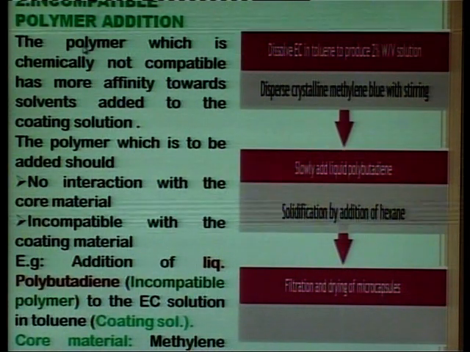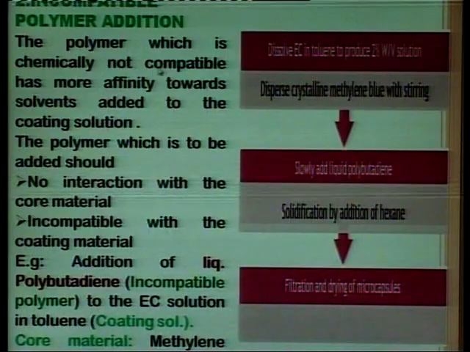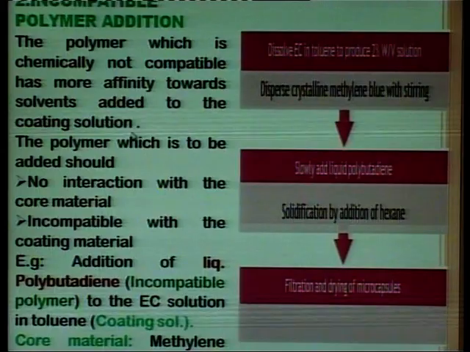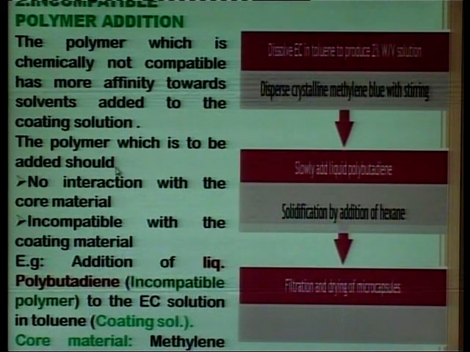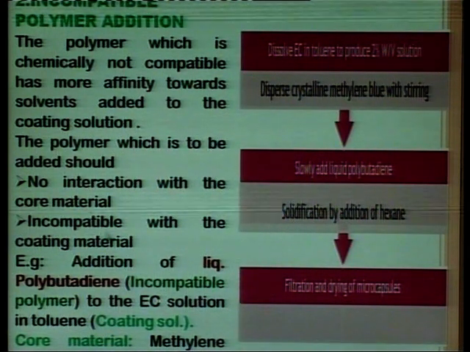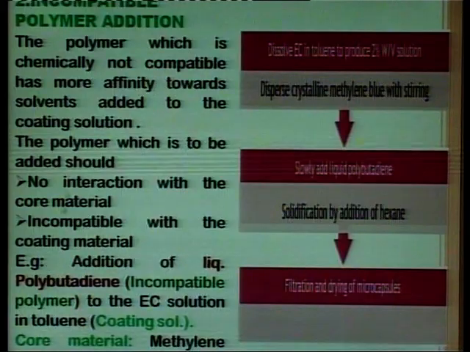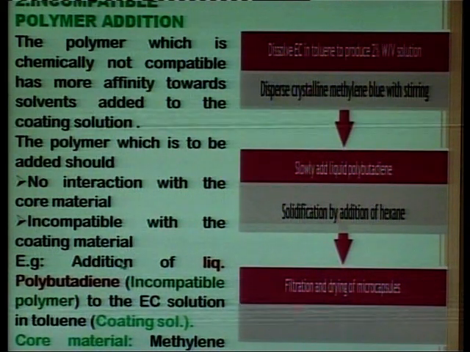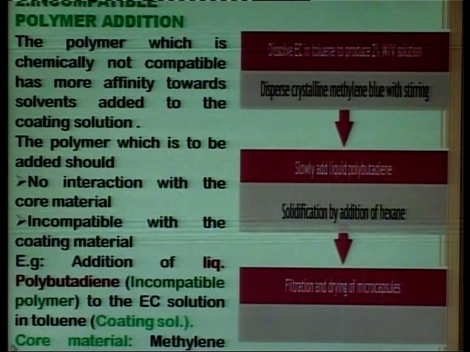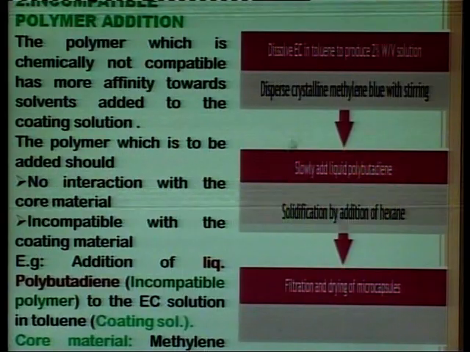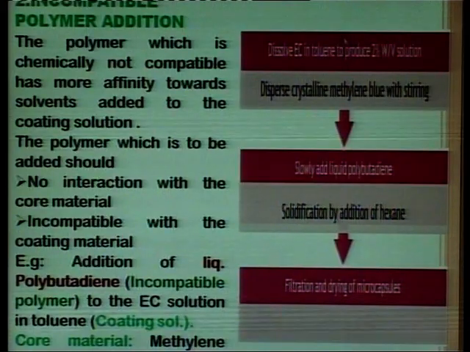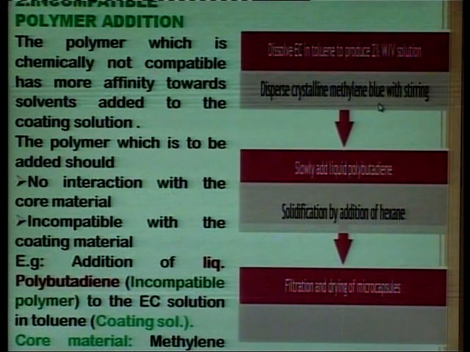In this method, the polymer which is chemically not compatible, that has more affinity towards solvents, is added to the coating solution. The polymer which is to be added should have no interaction with the core material, and it should be incompatible with the coating material. In this incompatible polymer addition method, the core material is methylene blue hydrochloride and the coating material is ethyl cellulose in toluene, with liquid polybutadiene added. So this is the coating material and this is the core material.